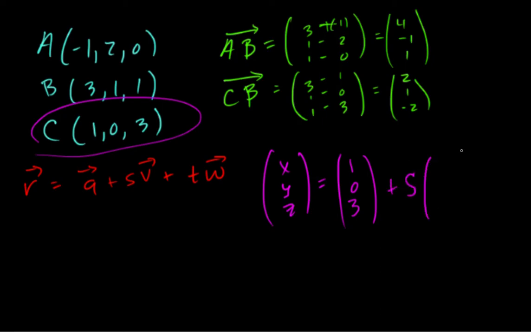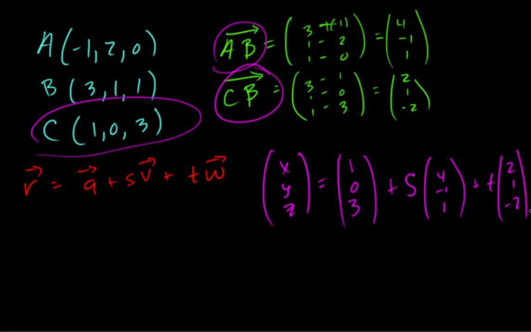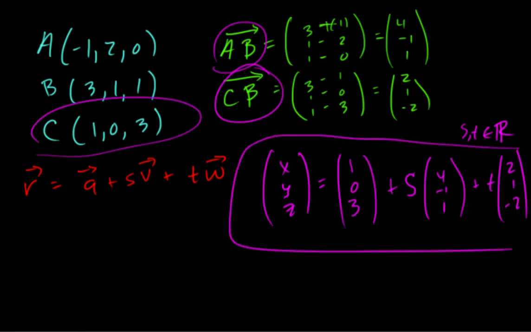And then we're going to use the two vectors that we just created up here for the other two. So 4, negative 1, 1. And then 2, 1, negative 2. Okay, once again, s and t are real numbers. And this is our vector equation for that plane.